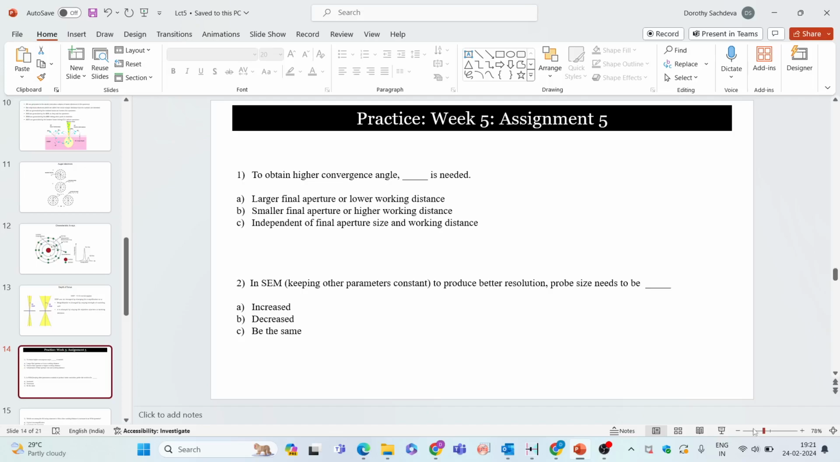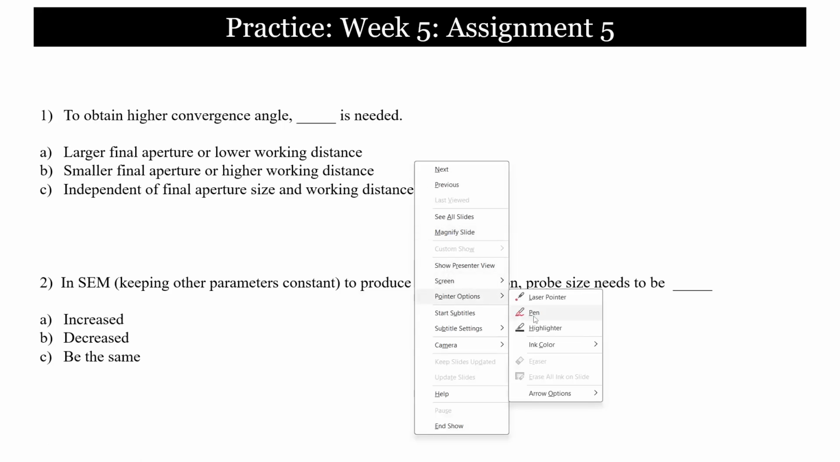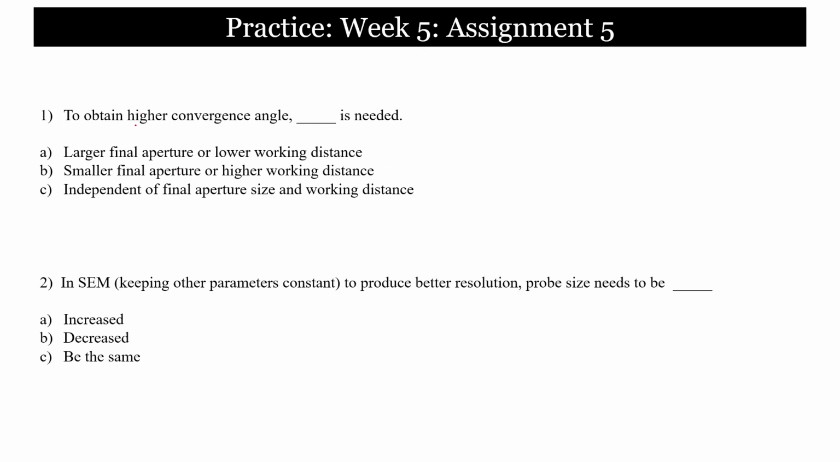They are talking about, you are able to see the slide, no? Okay. They are talking about higher convergence angle. Shailendra is correct. For higher convergence angle, you need to have higher final aperture and lower working distance. That will be having lower resolution. Got it?